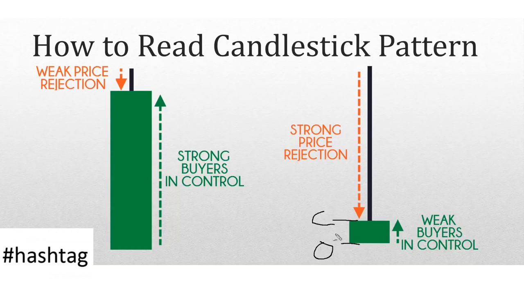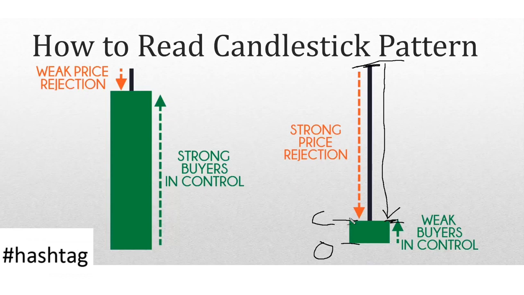However, if you look at the wick, notice the price rejection, because at one point in time the highs of the session is over here at this point. And the only way for the price to actually close at this level is that the price has to come all the way down from the highs and then finally close at this level. So what does this tell you?